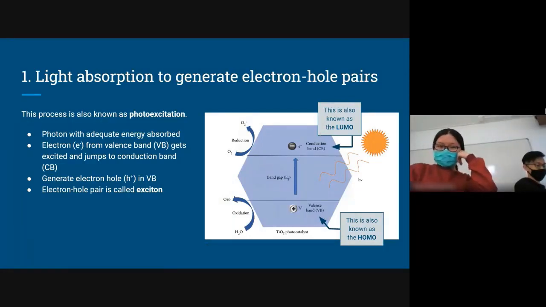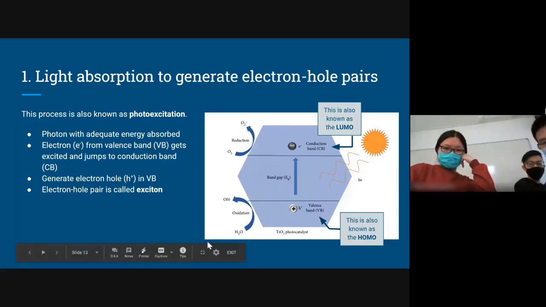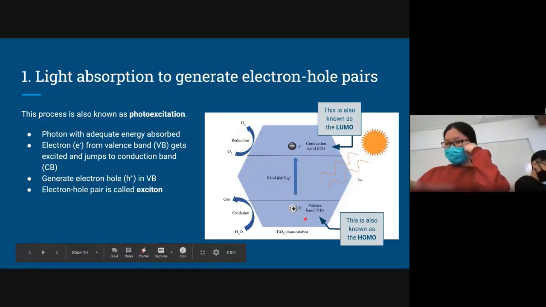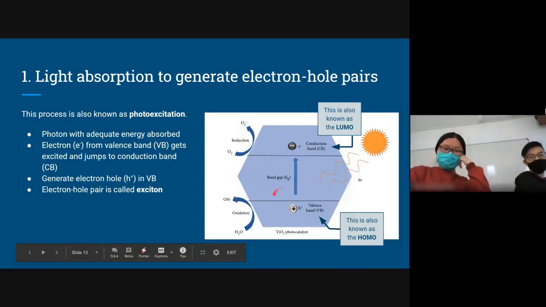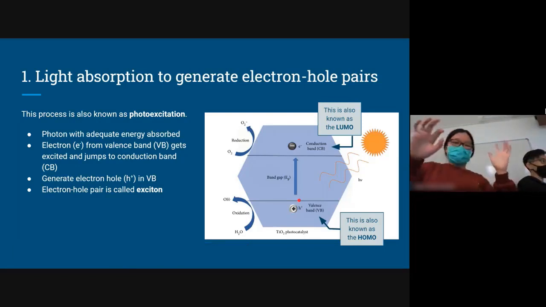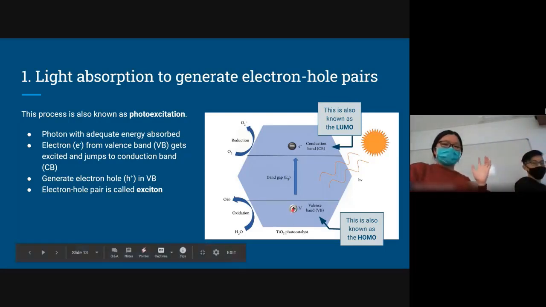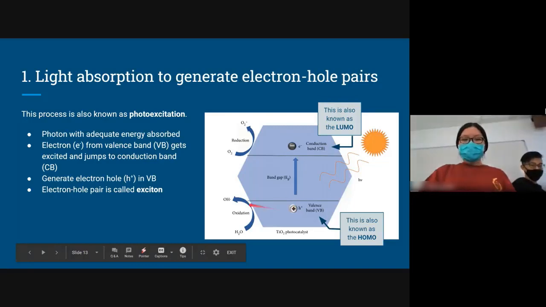And what happens is that an electron from the valence band will absorb a photon which has an energy greater than the band gap, and it will get excited to the conduction band, leaving behind an electron hole, which is small h+, not to be confused with your hydrogen ion. The main thing to focus on here is that it's an electron-deficient hole. This electron-hole pair is called an exciton.